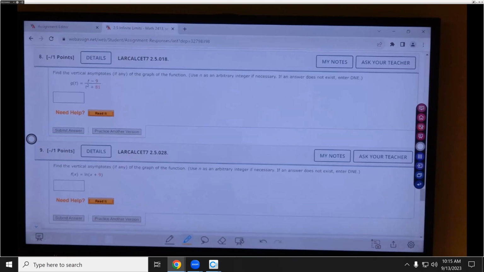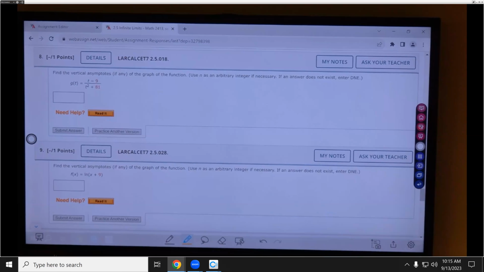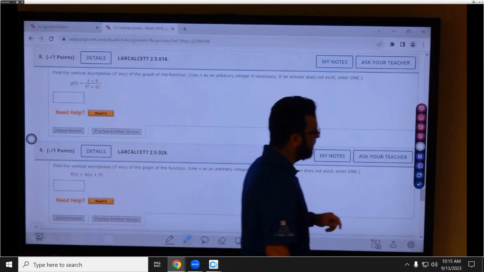So what's the vertical asymptote? How much is the vertical asymptote? 2. So how are we going to find the vertical asymptote? t squared plus 81 equals 0.